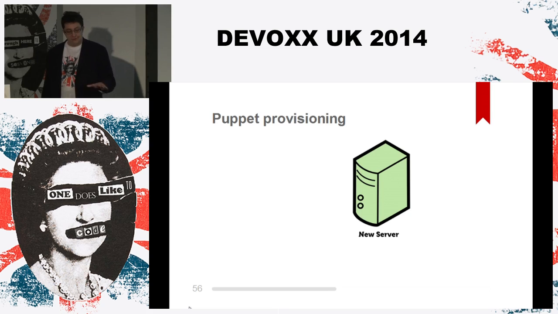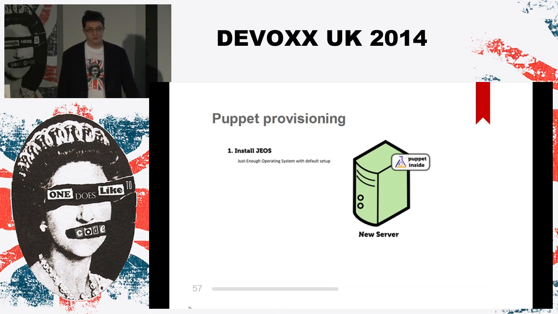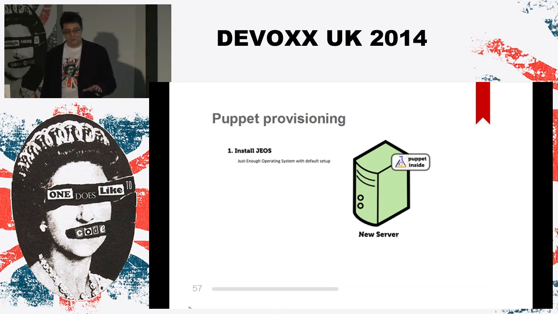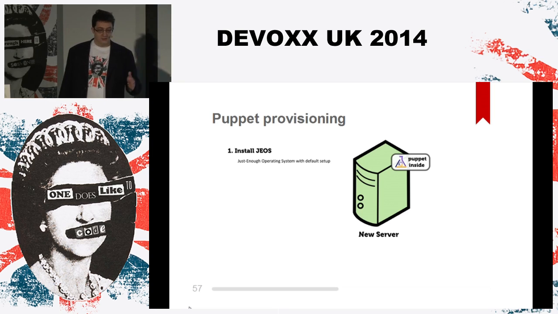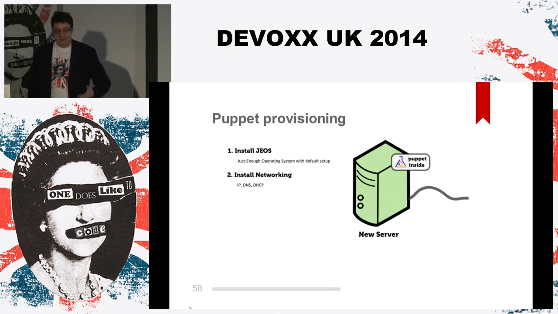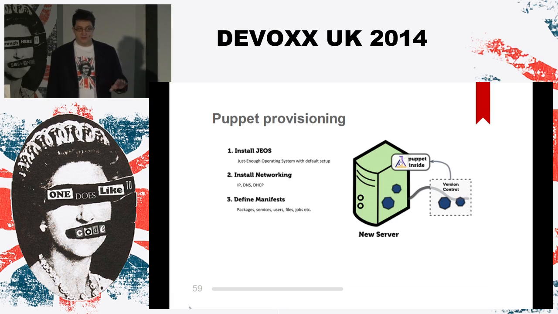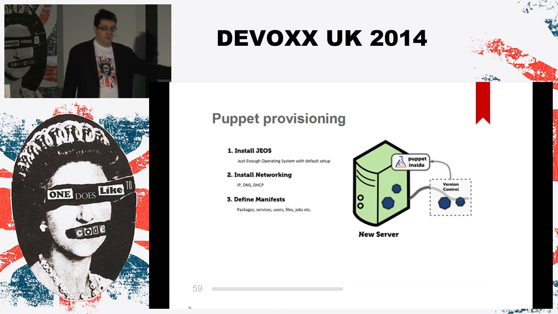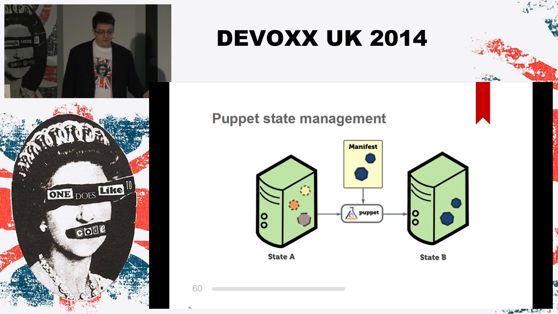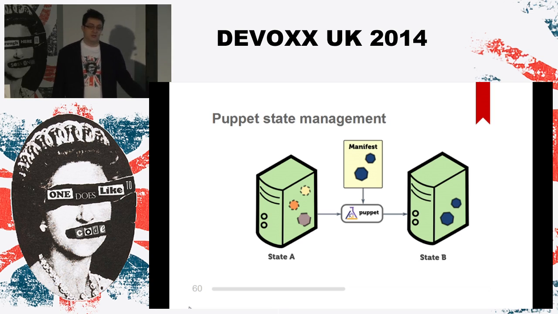If we have a new server, the first thing we do is install JOS. JOS is not a new operating system. It's an acronym for Just Enough Operating System. It's something that you install initially on your machines and that probably already has Puppet inside. Then you set up networking, so you have connectivity, and then you define manifests inside your version control, and Puppet can take them and apply them to the server to make the state of the server be as you want it to be. And as I already mentioned, Puppet is idempotent, so if the server is in a state which we don't want it to be, it will make it what we want.